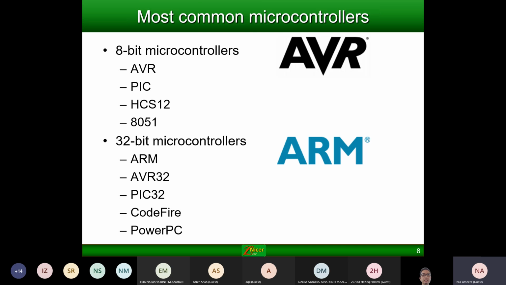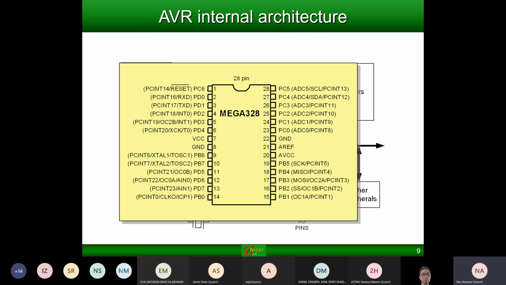These are the microcontrollers that are used in your mobile phones, the ARM controller and so on, and AVR. As you can see, this is used in your mobile phone today. Right now you even have the technology up to 64-bit microcontroller. This is the architecture of one type of microcontroller, the AVR one.